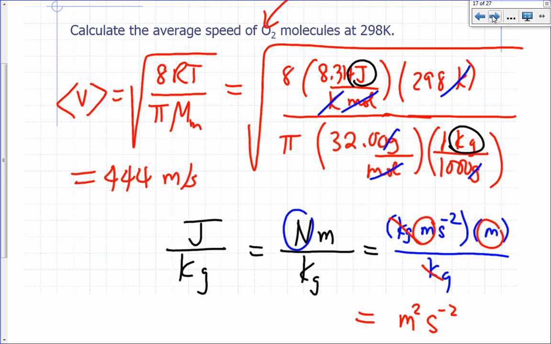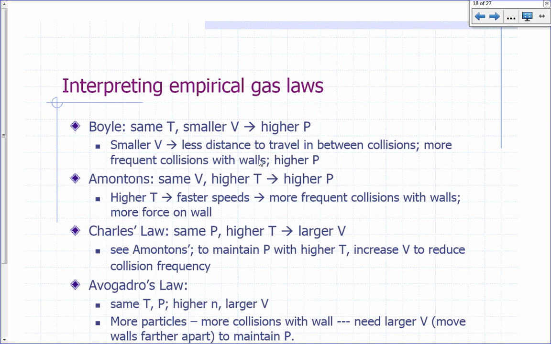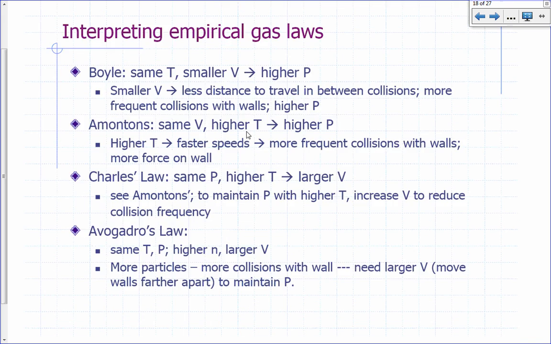Okay? Now, let's take a look at some of the gas laws that we've seen before and see how we can interpret them in terms of kinetic molecular theory. Boyle's law, if you remember, says at constant temperature, a smaller volume would mean a higher pressure, a bigger volume would mean a lower pressure, right? Pressure and volume are inversely proportional, so PV is a constant at a given temperature. So how do we explain this in terms of kinetic molecular theory? Well, think of it this way. If your volume is smaller, then your molecules will have less distance to travel between collisions, okay?